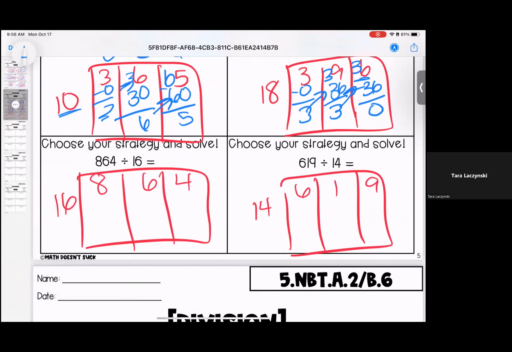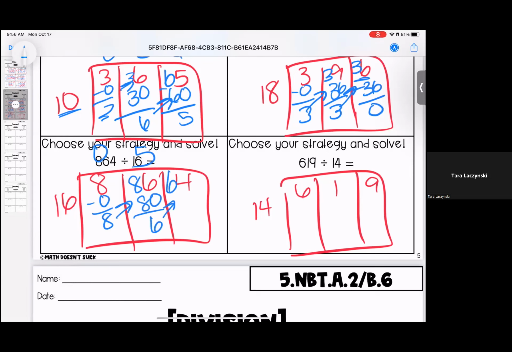Change our color. And there we go. 16 does not go into 8, but it does go into 86. It's going to go into 86 5 times, and 5 times 16 gives me 80.